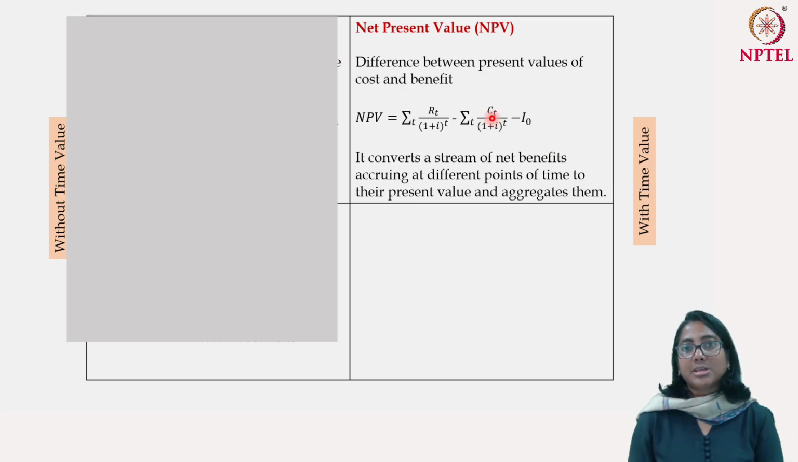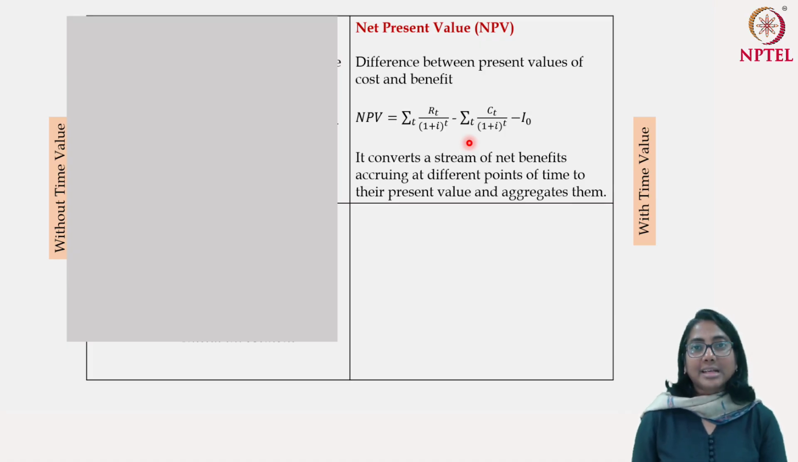Similar concept for the cost. I am going to incur some cost, and of course you can understand this is the variable cost I am talking about. If I incur a cost C1 1 year down the line, what is the equivalent of that money today? What is its present value? If I incur a cost of C2 2 years down the line, what is today's equivalent? Since the investment is incurred today, it does not need to be converted, because it is already the present value. So what the NPV actually does is convert a stream of net benefits, that is Rt minus Ct, accruing at different points of time to their present values and then aggregate them. That is the job of the net present value.